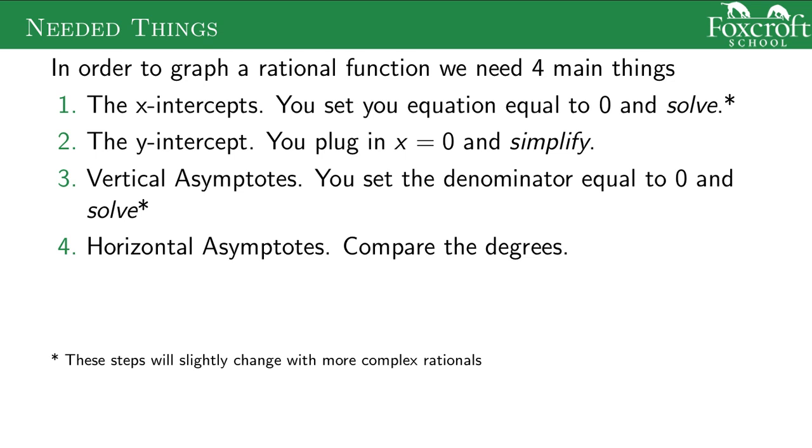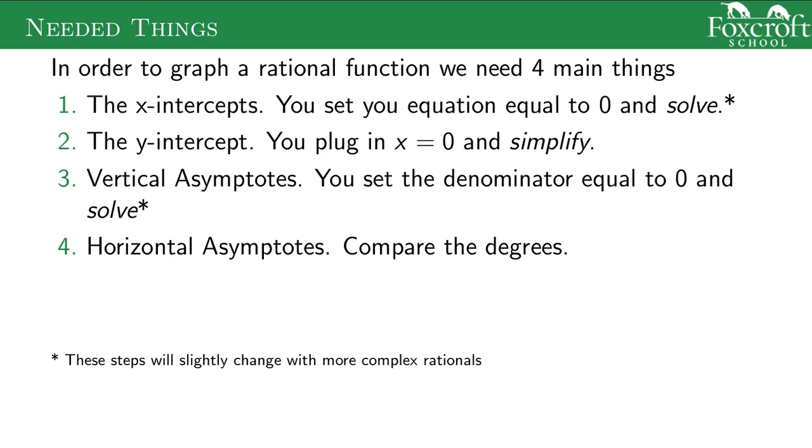All right, so in order to graph a rational function, we need four main things. The x-intercepts, and we found x-intercepts before. That just means you set your equation equal to 0. The y-intercepts, we've done that before. You plug in x equals 0. Vertical asymptotes, we've done that before. That's when the denominator is equal to 0.